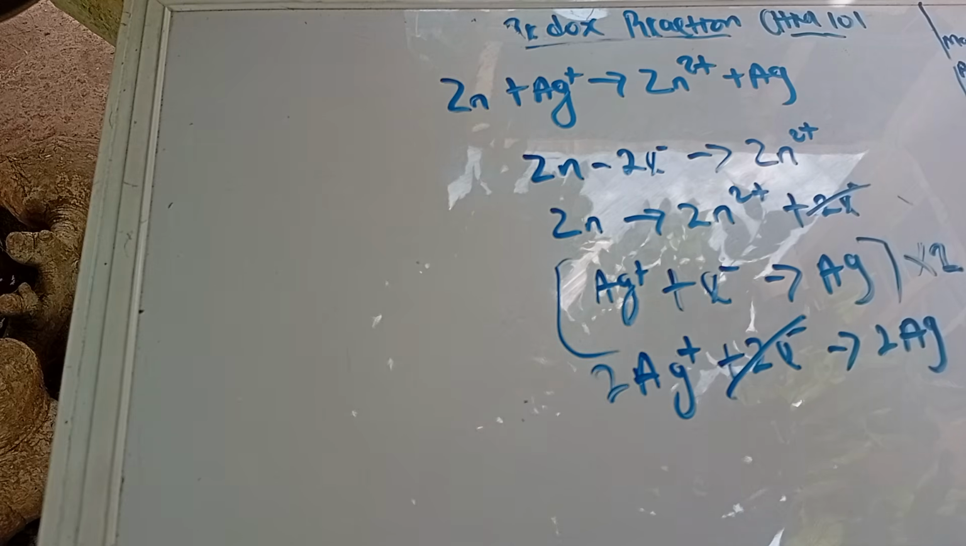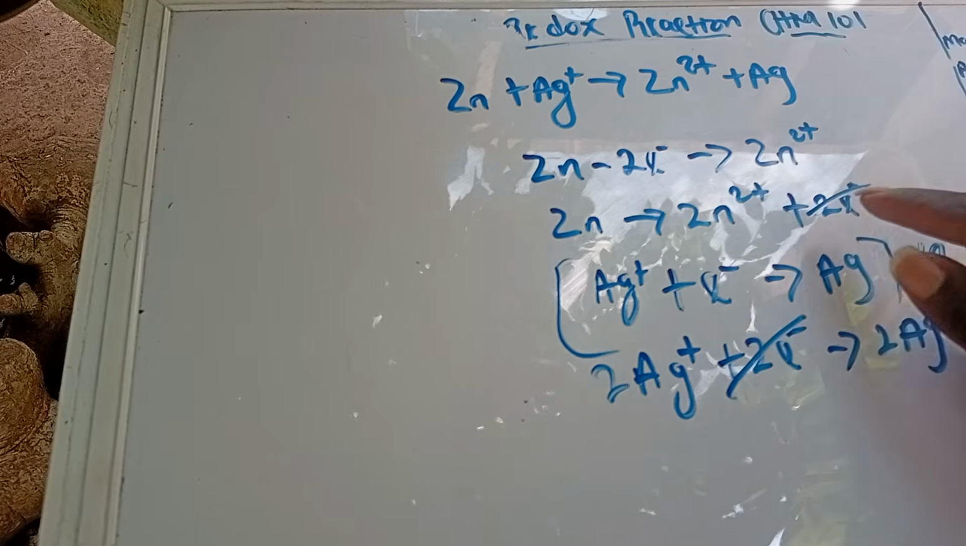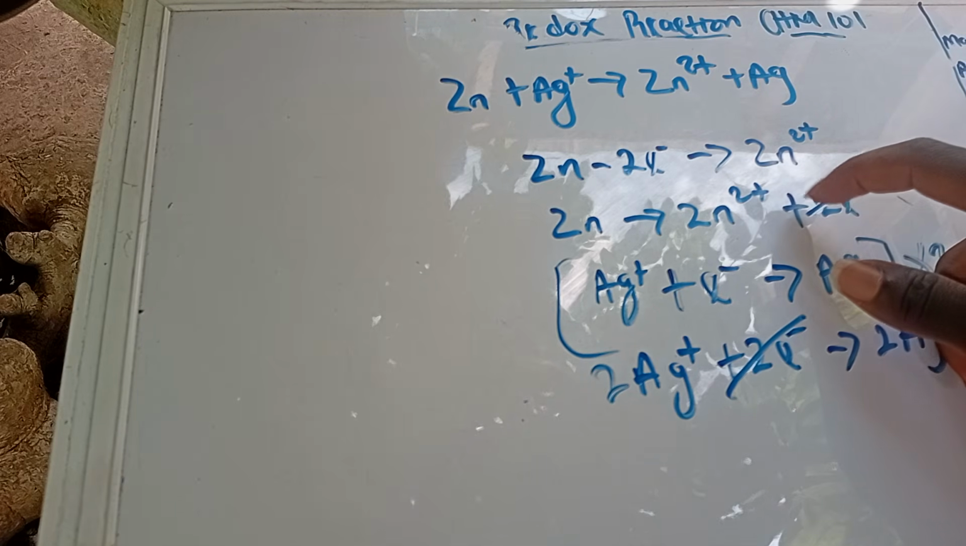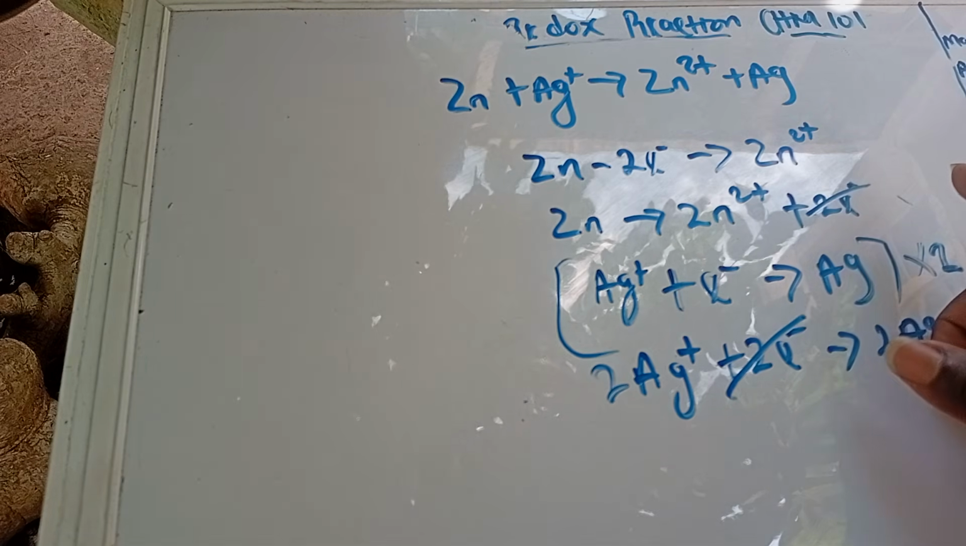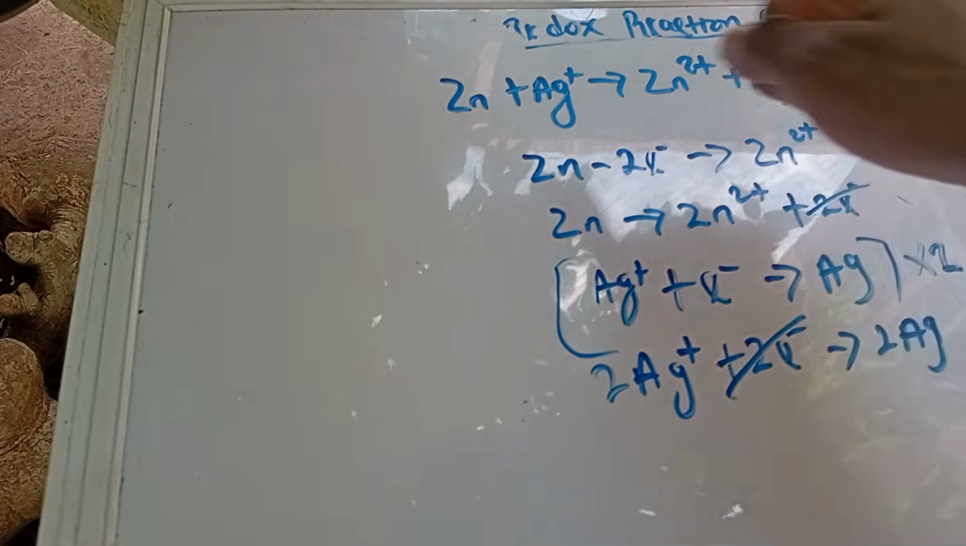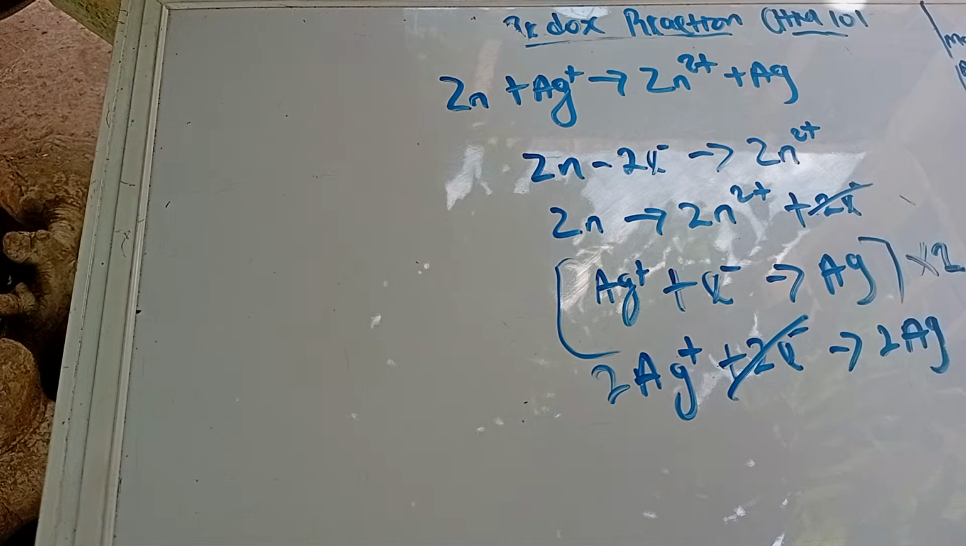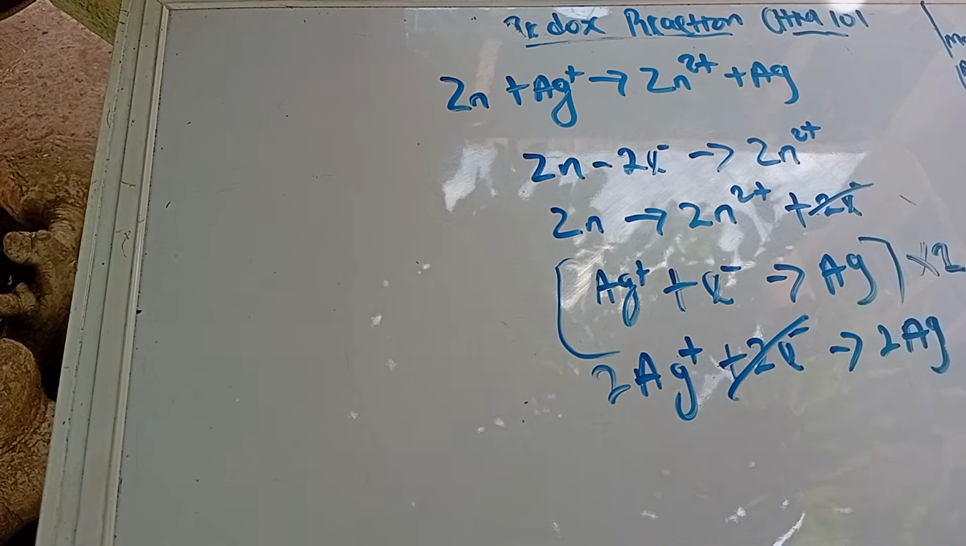So you can see that these two electrons can now cancel these two electrons. If you gather the two equations together and take this one to the other side to meet this one, it will turn to minus, so it will just cancel. Now since it has been cancelled, let's write what we have left.